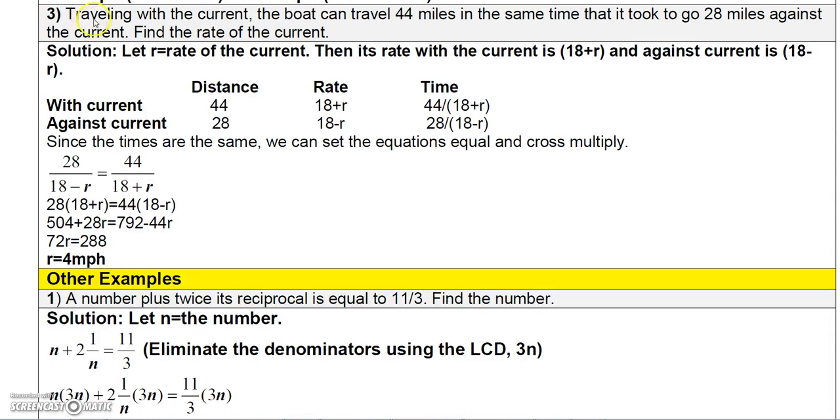Okay, so here it says traveling with the current. The boat can travel 44 miles in the same time it took to go 28 miles against the current. Find the rate of the current. Okay, so let's let R be the rate of the current.